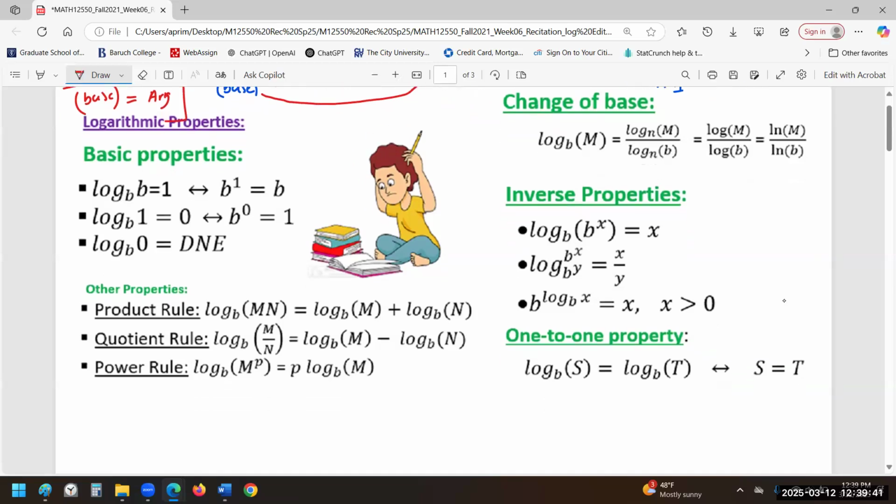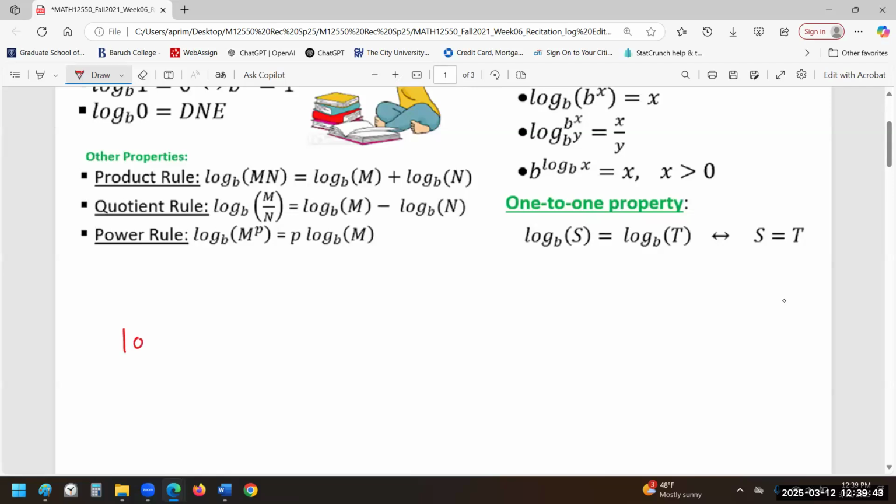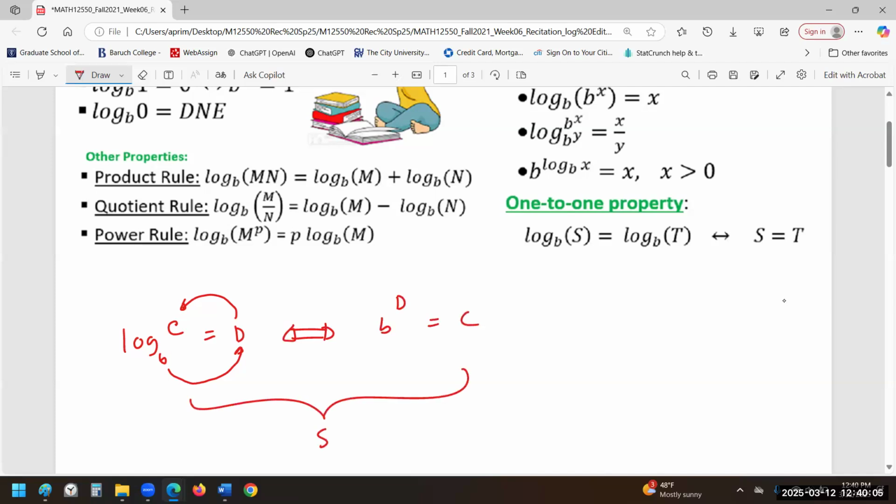Example. If you have log base b of, let's say, c equals d, we can turn this log into exponential by rewriting it into a cyclic form. So this is the same expression as b to the power d equals c. They both are exactly the same thing. They just look different, but they're the exact same thing.